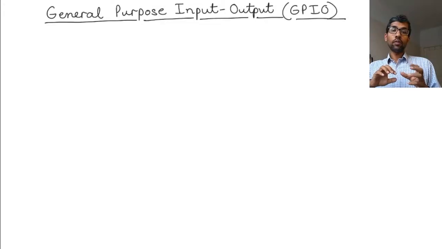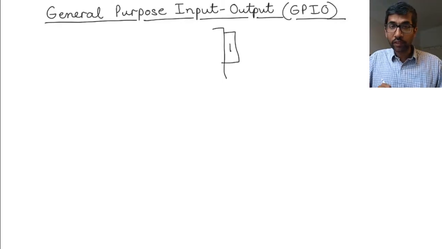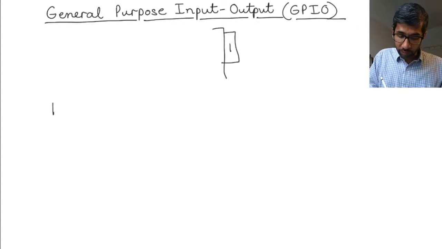Okay, so just to repeat, if you have a pin on the microcontroller, let me just draw one side of a microcontroller, and here's one pin. Let me call it pin 1. This pin can act as an input or as an output. What controls whether this pin acts as an input or an output? The thing that controls this is a register in the microcontroller, and this register is called the data direction register.